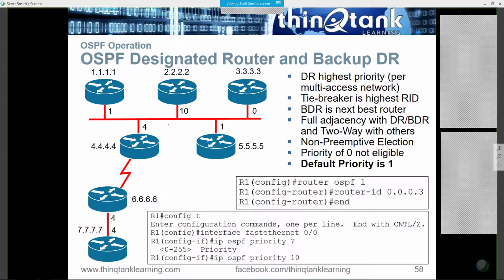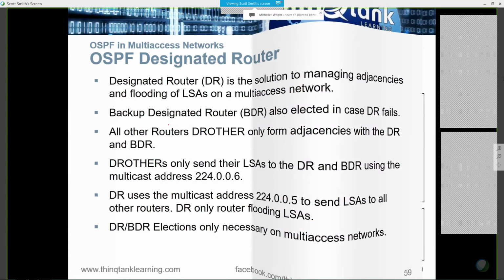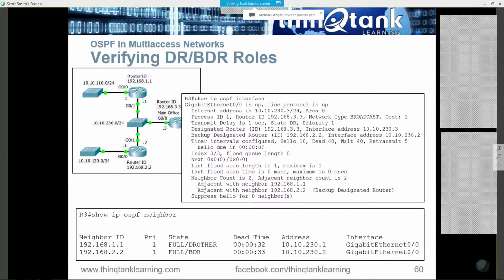So let's go back to, never on point-to-point links. There is an exception to that. As with anything, there's always an exception. In frame relay, you can configure point-to-point links as multi-access networks. So you could potentially see a DR-BDR election on a point-to-point serial link with frame relay. But by default, that shouldn't happen.